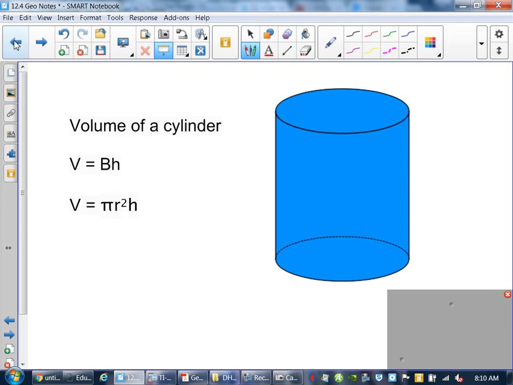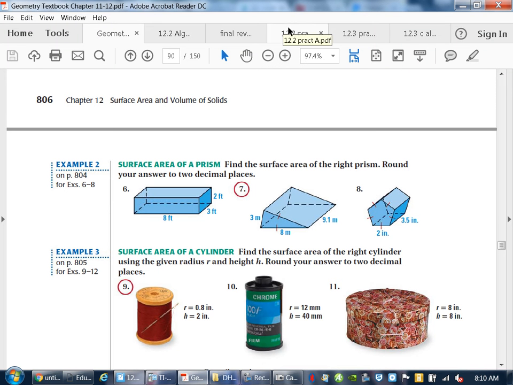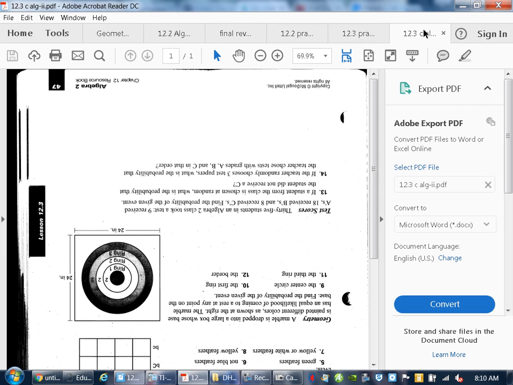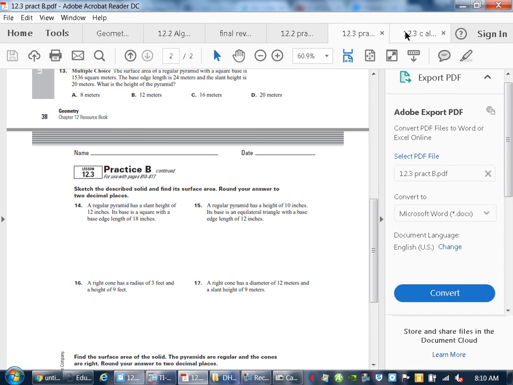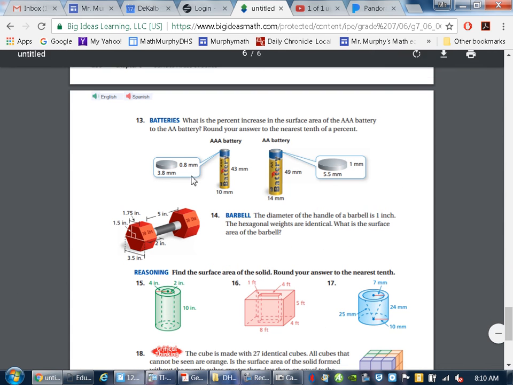Okay, so you have the volume of the cylinder. If we look at... I thought I had this. Oh, that's right. There it is.